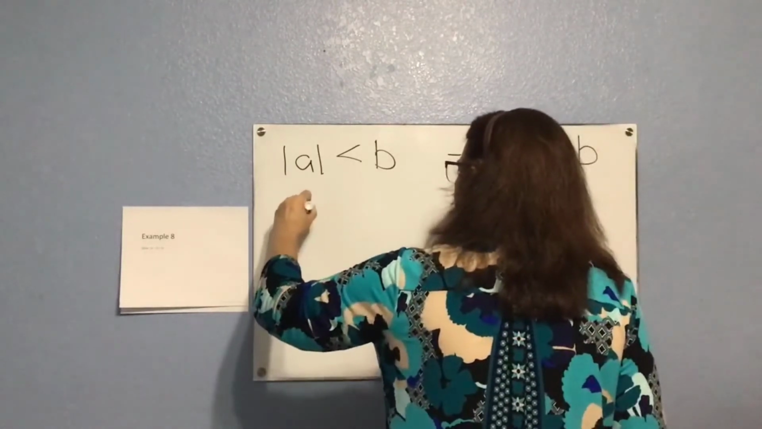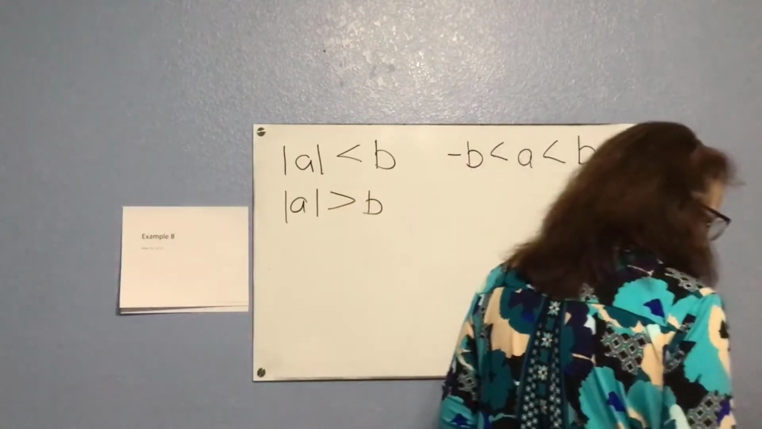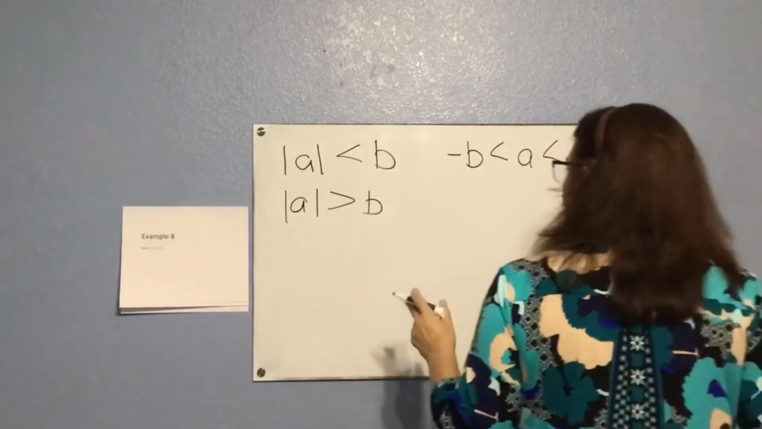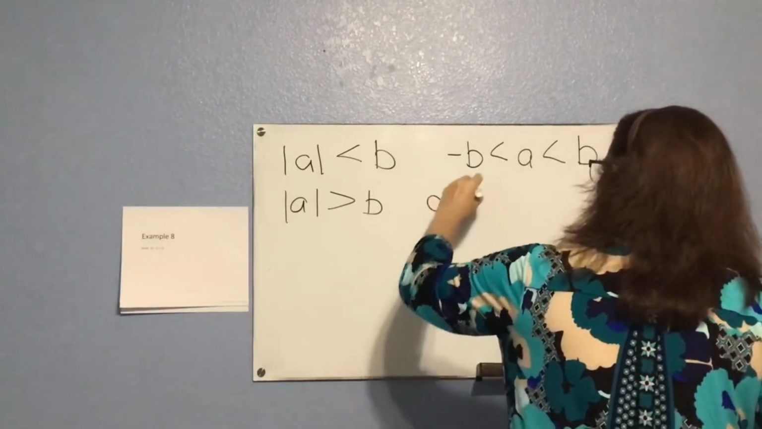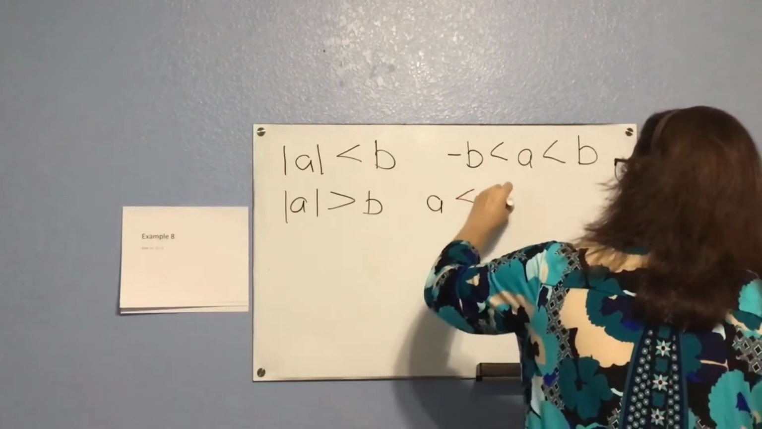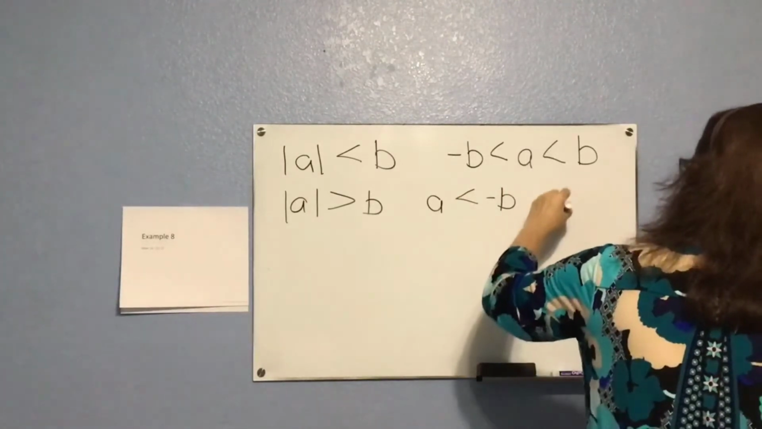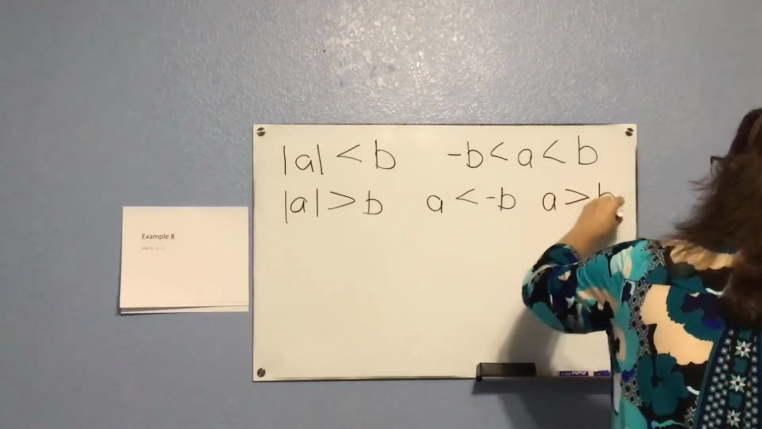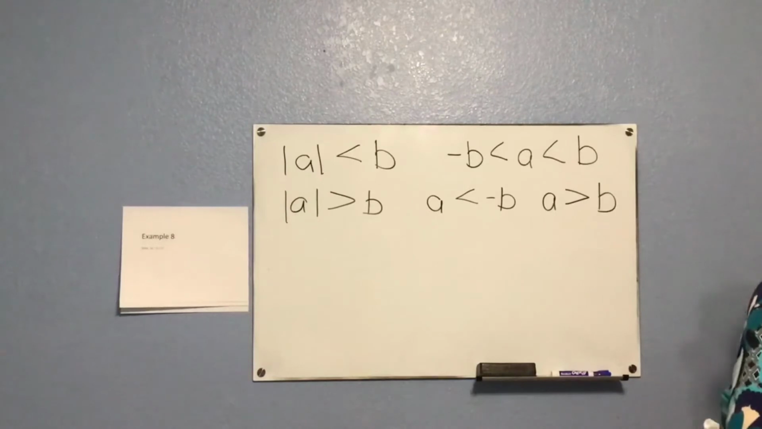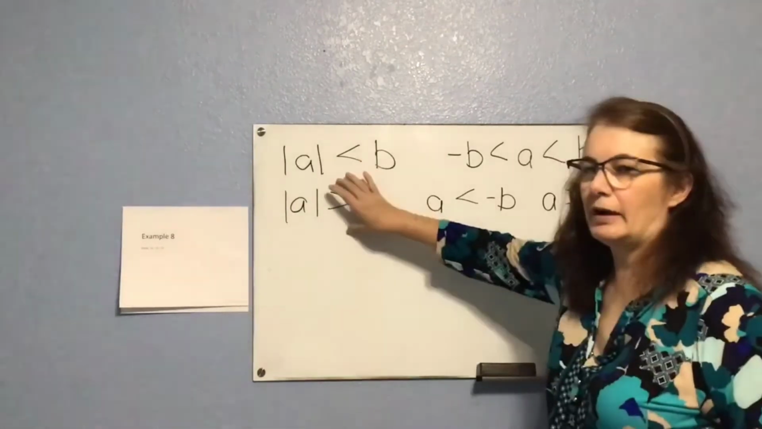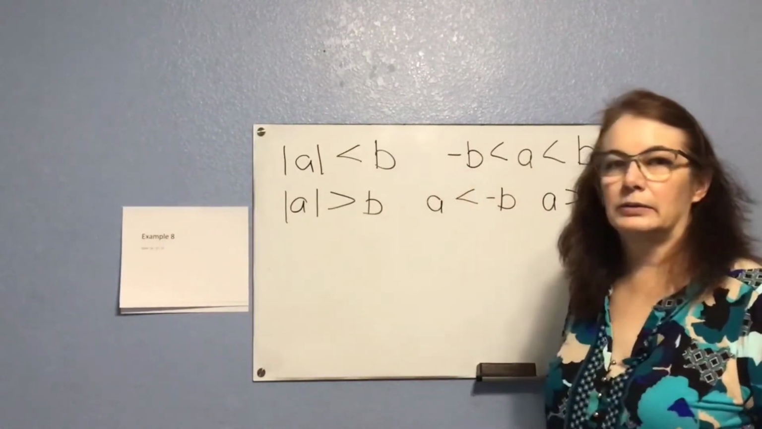If I have the absolute value of A is greater than B, now I have to have two inequalities. Either A is less than negative B, or A is greater than positive B. Okay, so if you have trouble remembering what to do here, please write this down to refer to as you work through these problems.